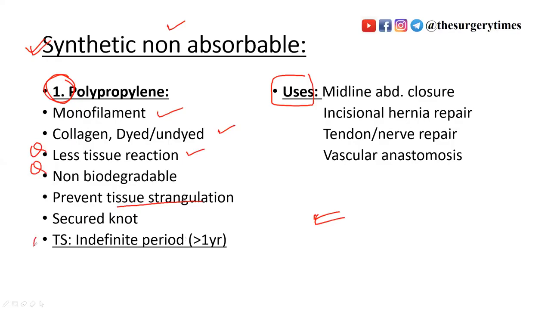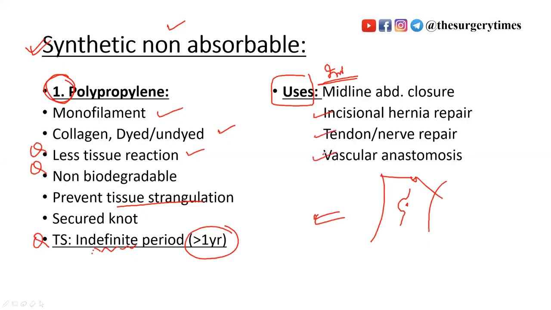This one is important, tensile strength. It is an indefinite period, more than 1 year. Whichever option you should choose, indefinite period or more than 1 year. The main important use is midline abdominal closure. Whenever perforation or obstruction cases are coming, the midline suture is always closed by Prolene. Next is incisional hernia repair, tendon nerve repair, or vascular anastomosis.